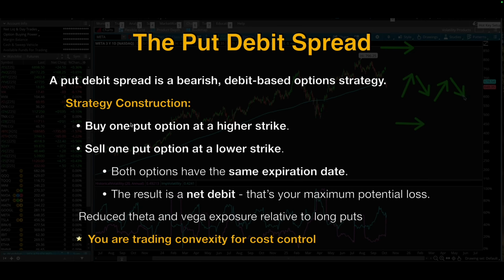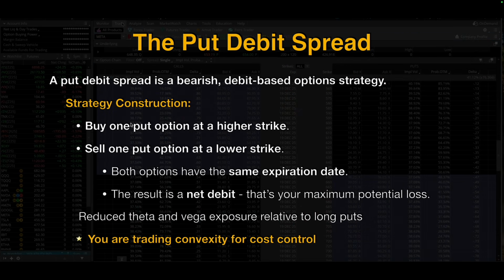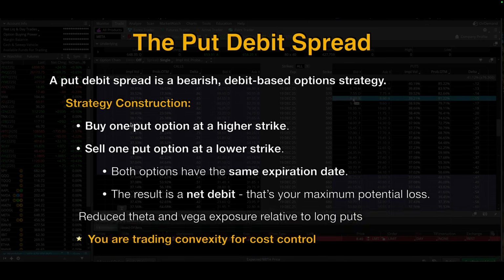So a quick review, a put debit spread is a bearish debit-based option strategy. You buy one put at a higher strike and sell one put option at a lower strike. Both options have the same expiration date, and the result is a net debit. That's your maximum potential loss. This structure reduces theta and vega exposure relative to long puts, and it's important to understand here that you are trading convexity for cost control.